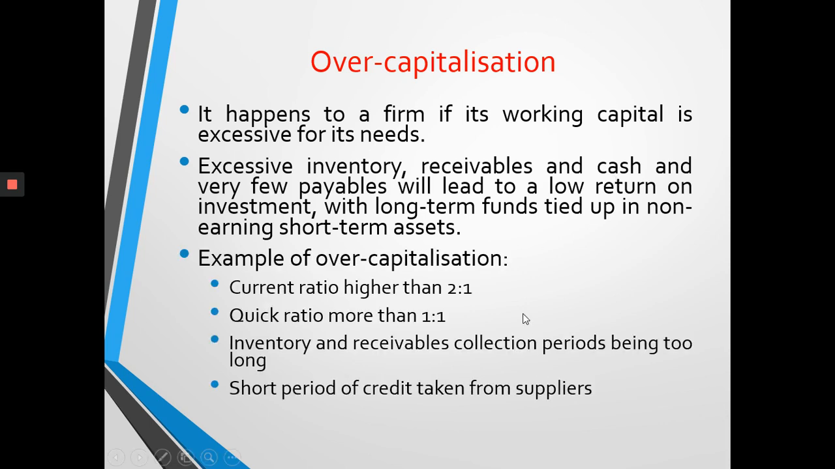So examples of overcapitalization: if your current ratio is way higher than 2. Ideal is 2. If a company has 4, a company has 5, a company has 10, that is 10 times more current assets than current liabilities, or 5 times more current assets than current liabilities. That means your company is overcapitalized. Quick ratio, again, ideal is 1. If higher than 1, it's overcapitalized.